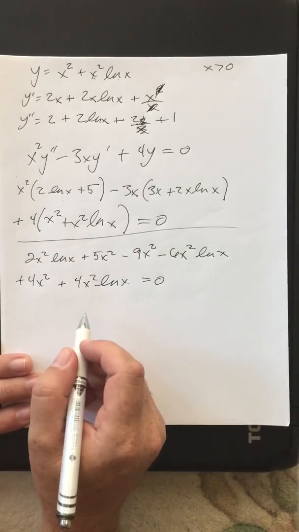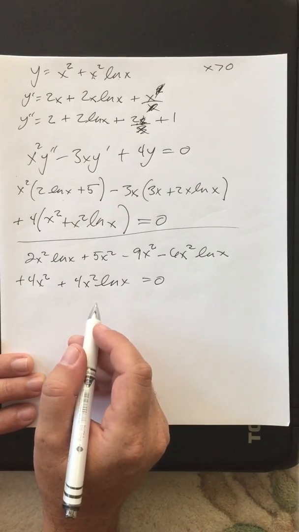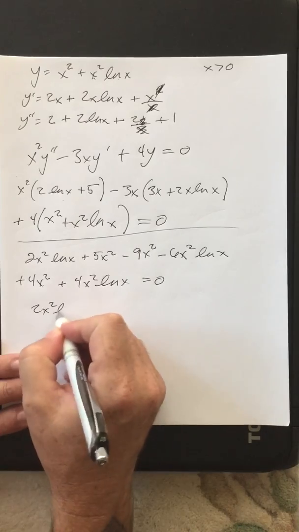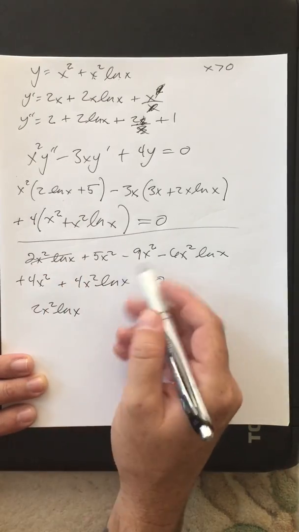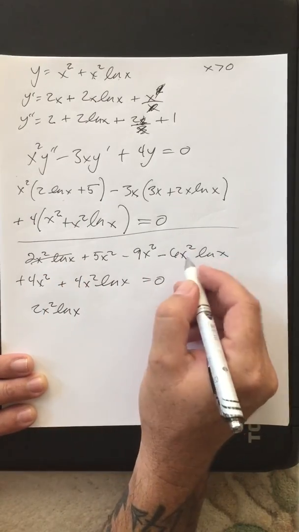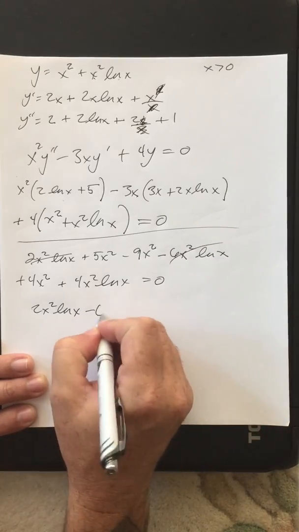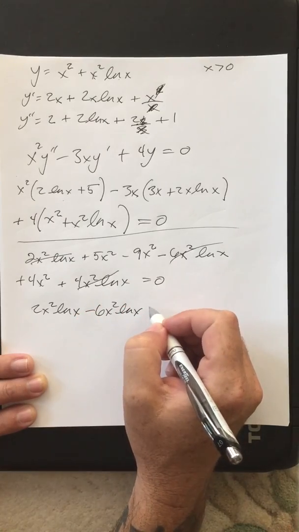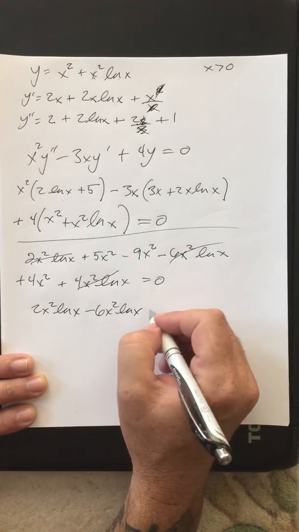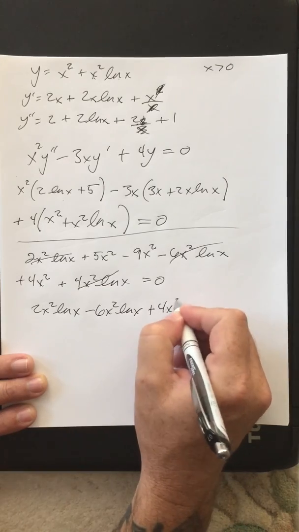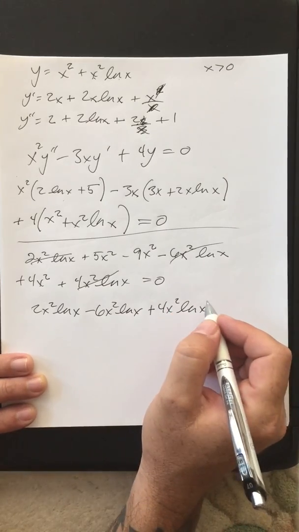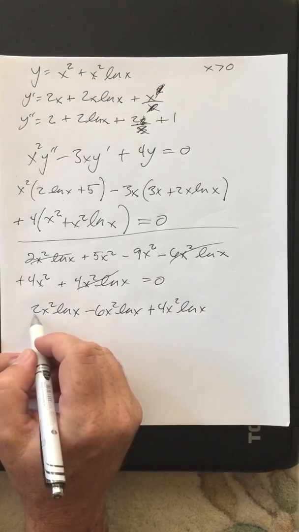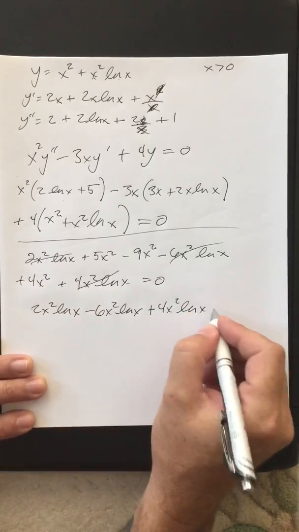So is that true? Well, let's group up like terms. So we got 2x squared log x, then minus 6x squared log x, and we got, I made a mistake, plus 4x squared log x. So that's 4 plus 2 is 6, and then you have a negative 6, so that equals 0.